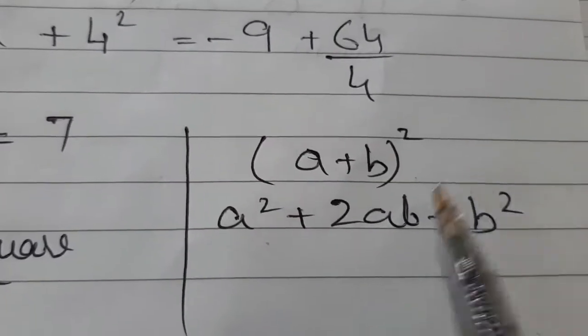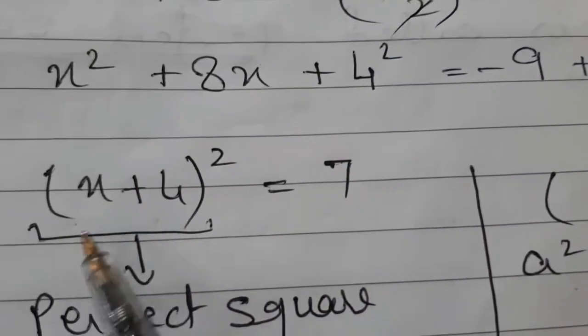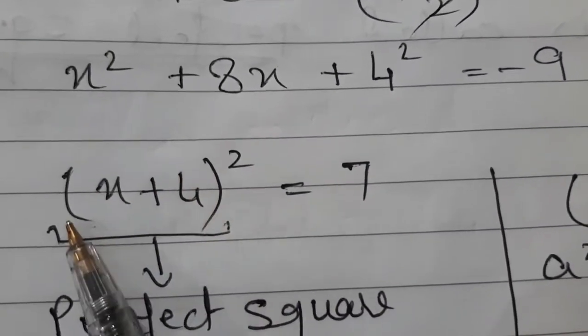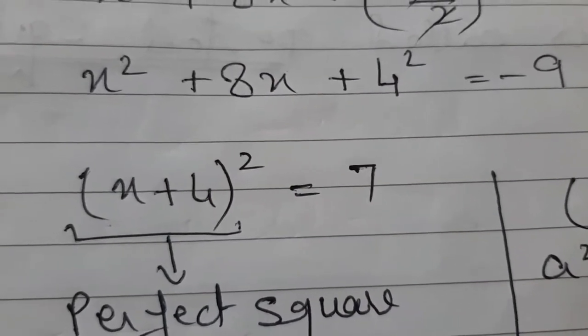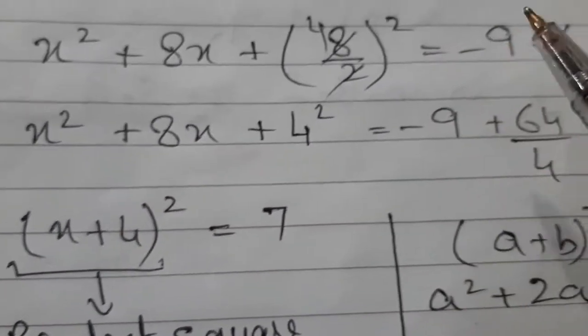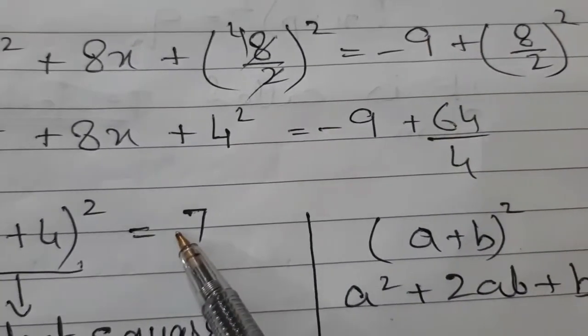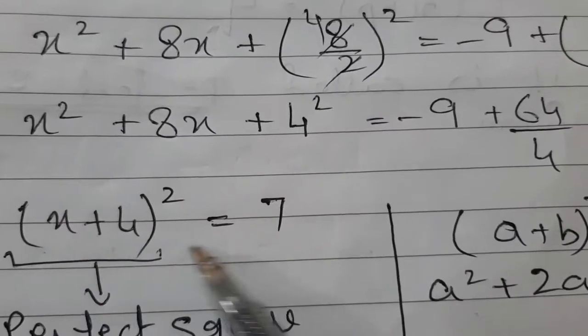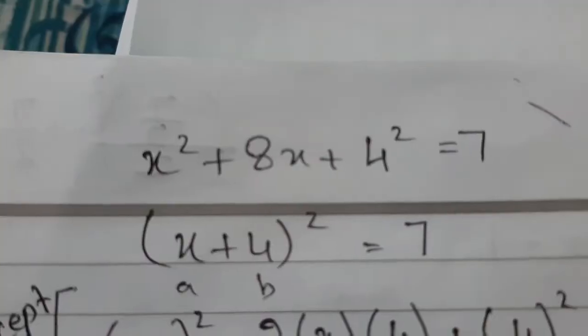Right? So I'm applying the same algebraic identity here. If you expand x plus 4 whole square, you will get this back. I will show you in a minute, right? And this side I'm simply calculating and I got 7 here. So this is my perfect square form using the completing square method.